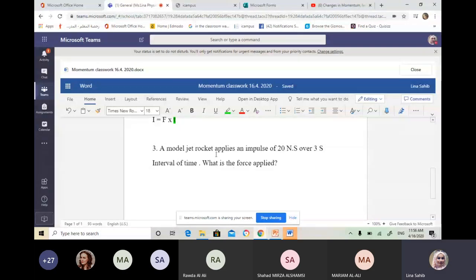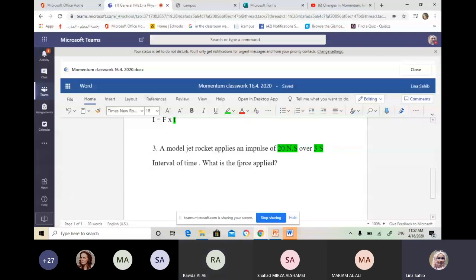A model jet rocket, and the rocket applies impulse. Here also the impulse is given. Then, give me the time. Solve it in 3 minutes. Actually, it does not need more than 3 minutes. The time is 3 seconds. Then, what is the force?